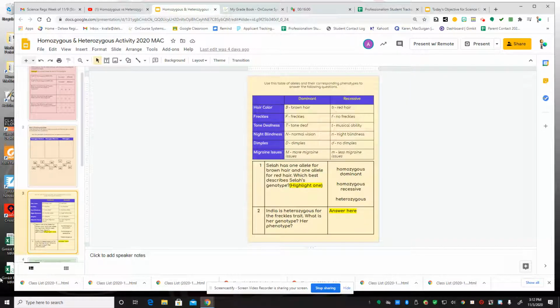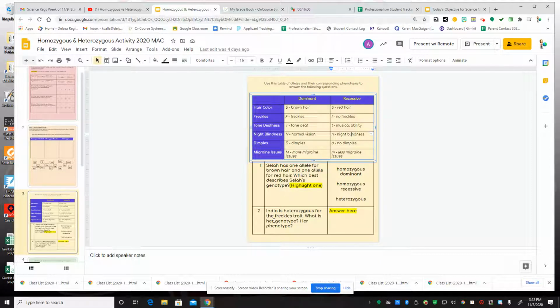Then on the next couple slides, you're basically using these traits that you can kind of see in this upper chart. And then you're going to answer in the lower right-hand column an answer to that question. So it says, Sheila has one allele for brown hair and one allele for red hair. Which best describes Sheila's genotype? So you would highlight whatever one would be the appropriate answer.